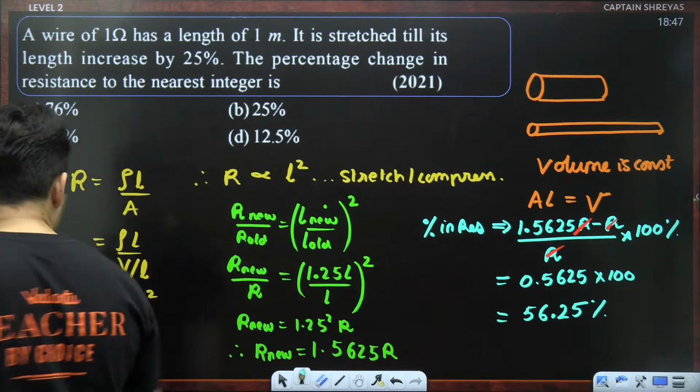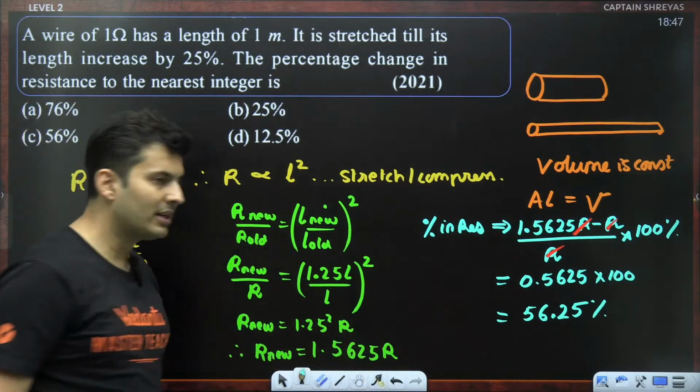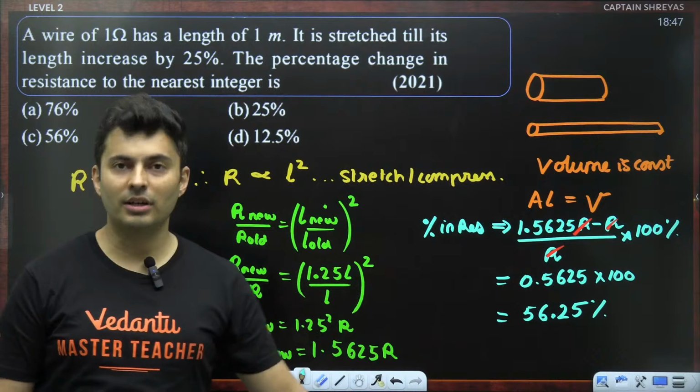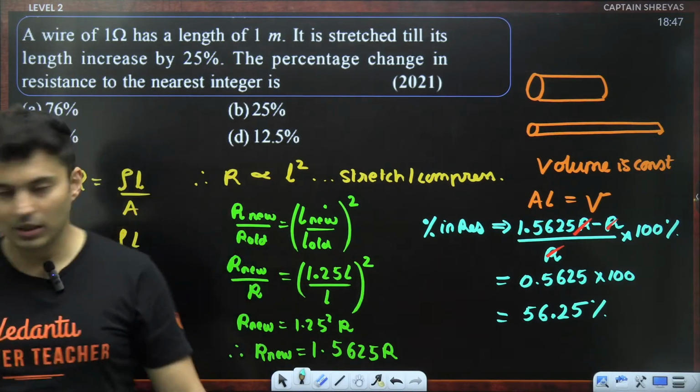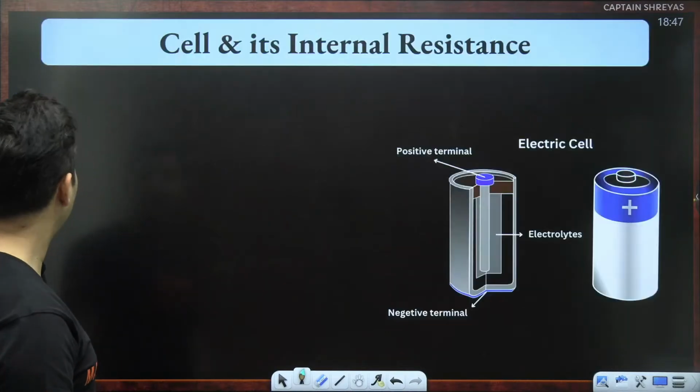Rambi, did you understand this calculation? Why it became 1.25 square? Because it was square proportional to it. So the ratios will be directly proportional to the square of the length. Cool. Shall we go ahead to the next?